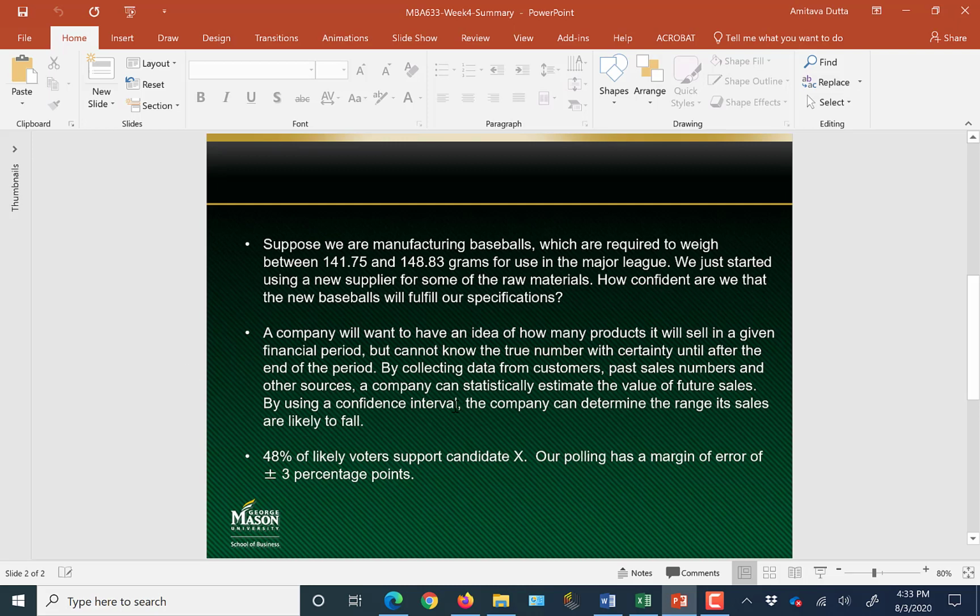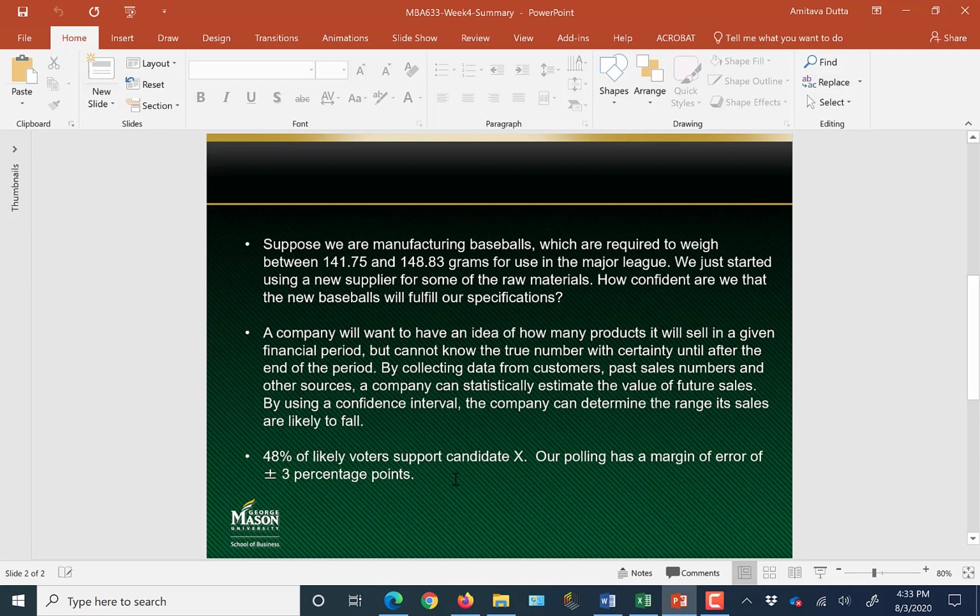Okay. Same thing in the second example over here. You're trying to form an estimate of sales figures, and again, you can't look at all the population as a whole. So you will look at a subset of the population, and from that you will try to draw some conclusions. The third example was the political example that I gave. I'm sure you have read statements like this, that 48% or some percentage of likely voters supports candidate X. And along with that, the polling company, let's say Gallup or somebody, will say our polling has a margin of error of plus or minus 3 percentage points.